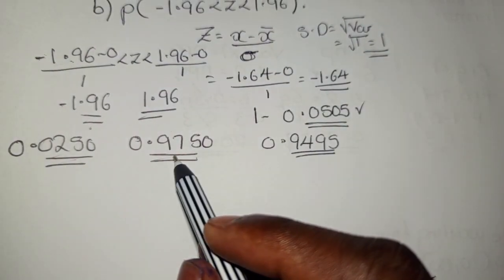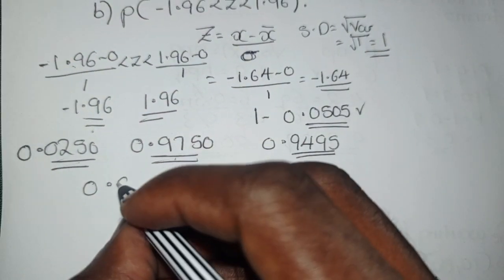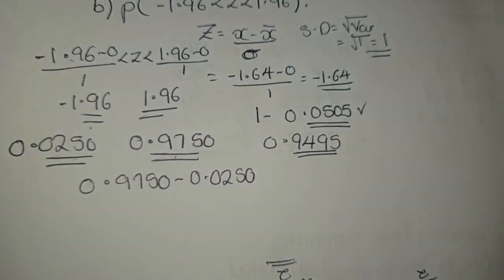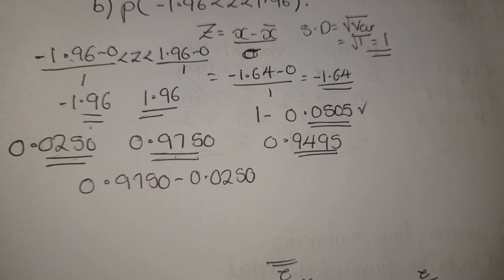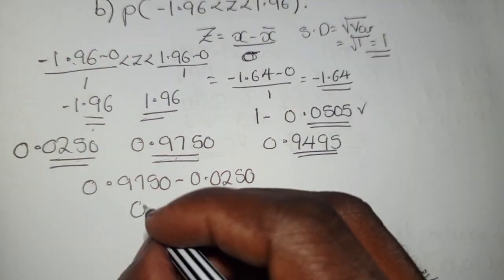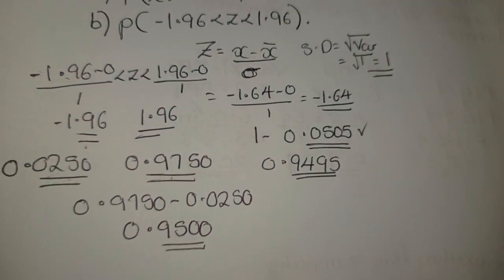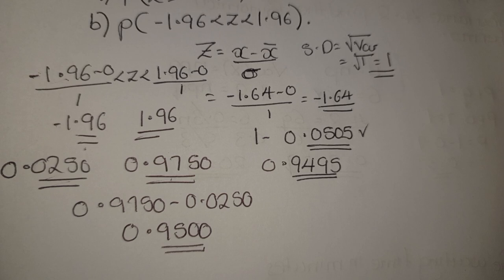We put the bigger one first and the smaller one second, then we subtract the two. So you will subtract 0.9750 minus 0.0250, and you will get the value to be 0.9500. So this is how you approach such kind of questions in mathematics under normal distribution. Your host, Golden Zulu.